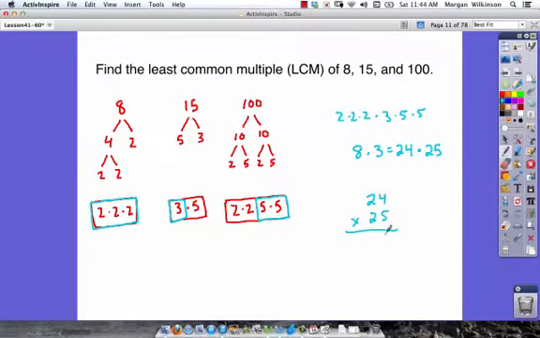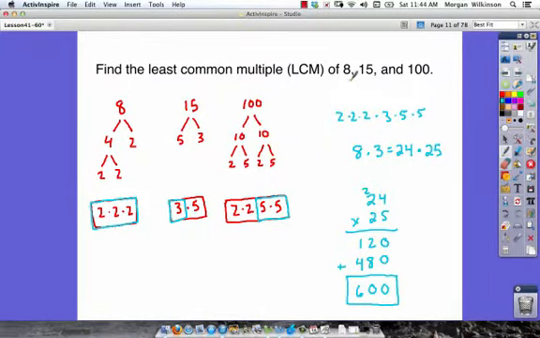5 times 4, that's 20. We're going to carry our 2. 5 times 2 is 10, plus 2 more is 12. We've got 0 as a placeholder. 2 times 4 is 8, and 2 times 2 is 4. So when we look at this, 120 plus 480, we get our final answer of 600. So our least common multiple of 8, 15, and 100 is 600.